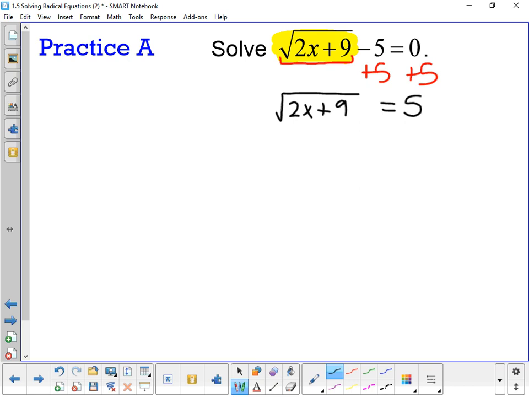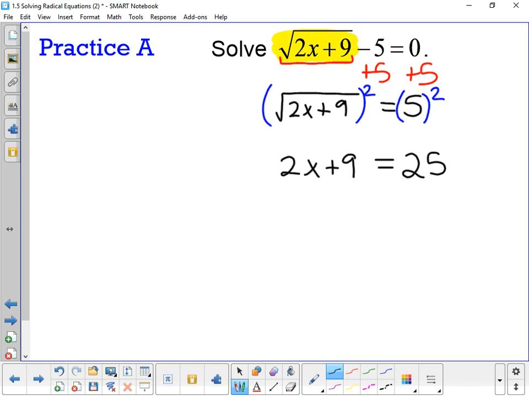Now that that radical is by itself, sometimes you'll hear people say that the radical is isolated. Once that radical is by itself, then you can use a power to undo it. This one happens to be a square root, so we want to use a second power on both sides of the equation. So we have 2x plus 9 is equal to, and 5 raised to the second power is 25.